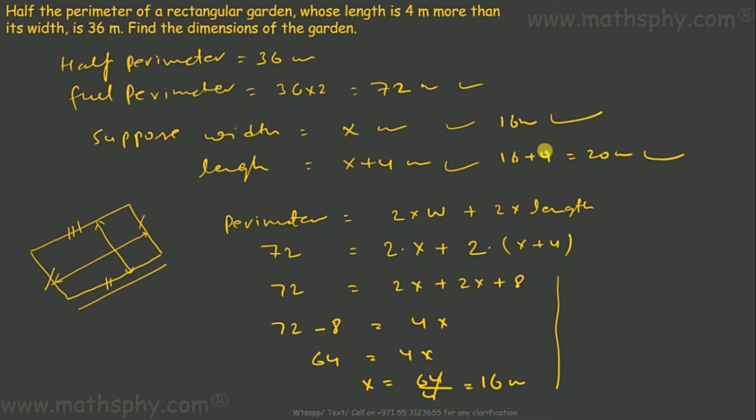If you put them together, 16 plus 20 is 36. That's what it is telling. Half of perimeter is 36. 36 into 2, 72. 72 is here. So width is 16 and length is 20 meters.